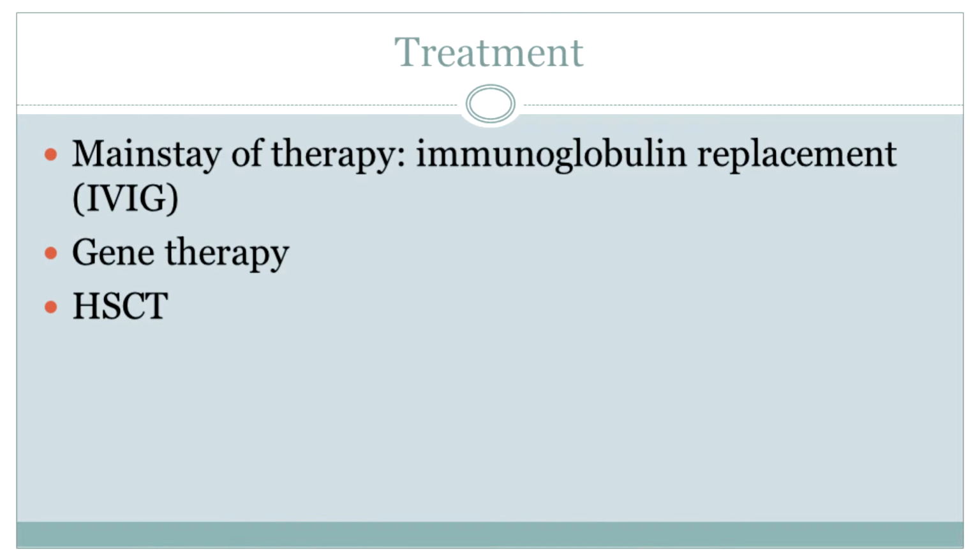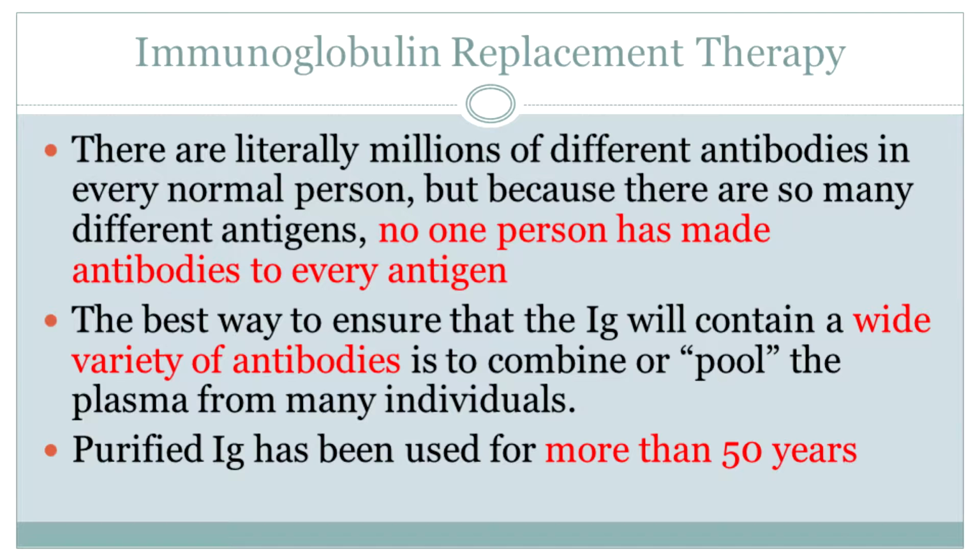So how do we treat these patients? The mainstay of therapy is immune globulin replacement therapy, or IVIG. Other treatments include gene therapy and stem cell transplant. Today we'll focus on IVIG. So what is IVIG? Immune globulin replacement therapy is essentially giving these patients back what they're missing. So you're giving back protective antibodies.